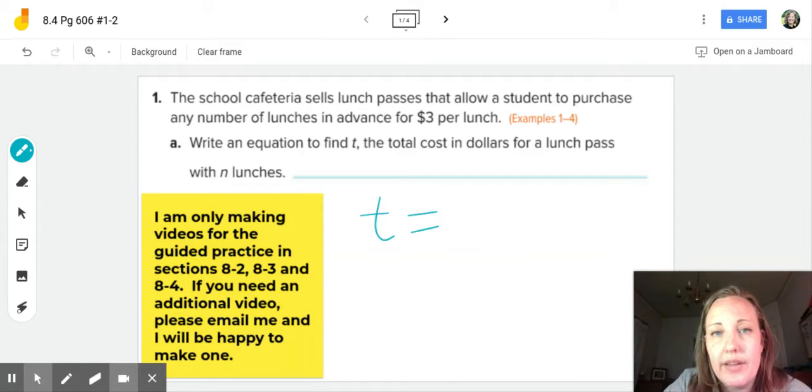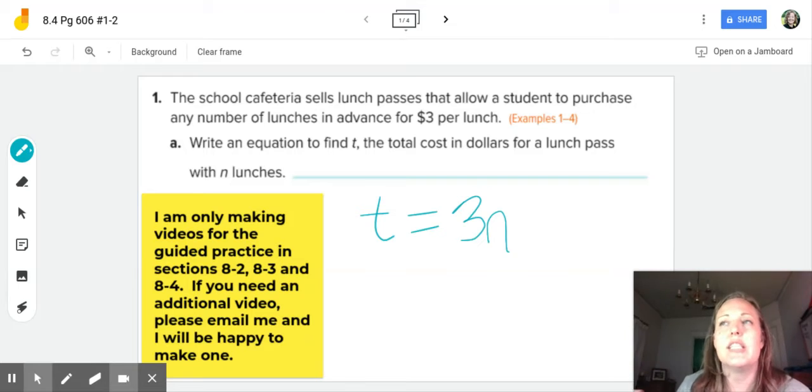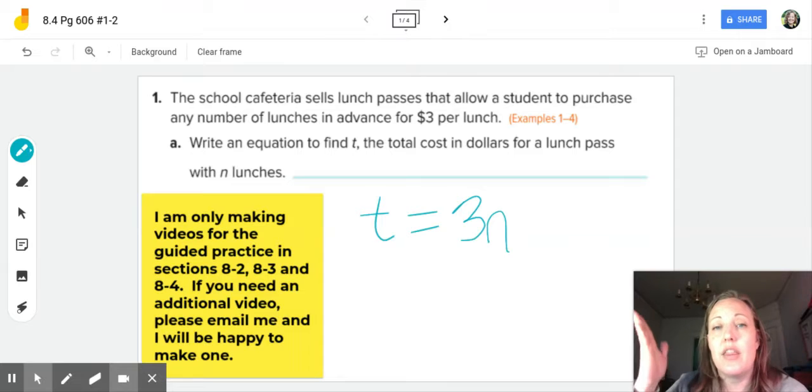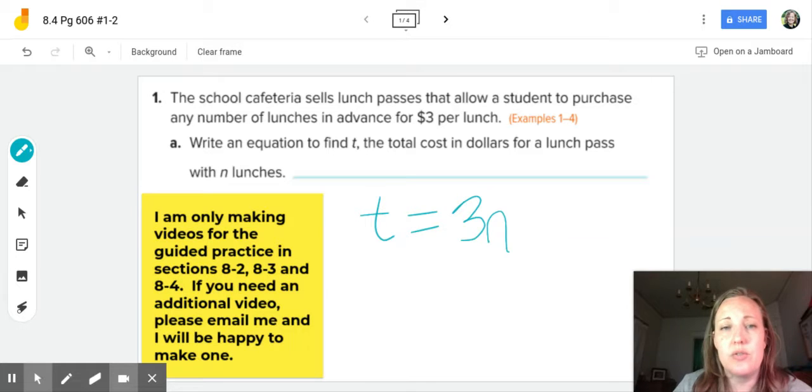How much is one lunch? $3, right? So we have to pay $3 per lunch. That idea of per is going to come up a lot in these relationships that you're building, these functions, because most of these that are in this section are called proportional relationships. They go through the origin. It's not going to be like 3n plus 4. They're going to go through the origin. So this is the equation that goes with this one.